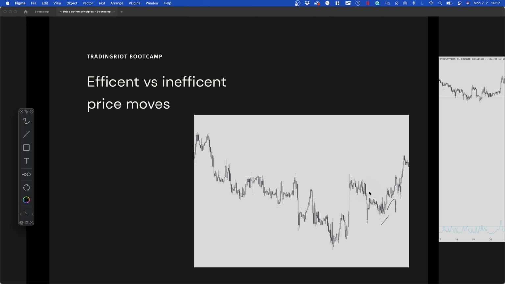Obviously, if you haven't figured it out yet, these inefficient moves are your opportunities where you want to be buying and selling. You don't exactly want to be initiating trades in these efficient areas because you will be stuck in those trades for a bit.